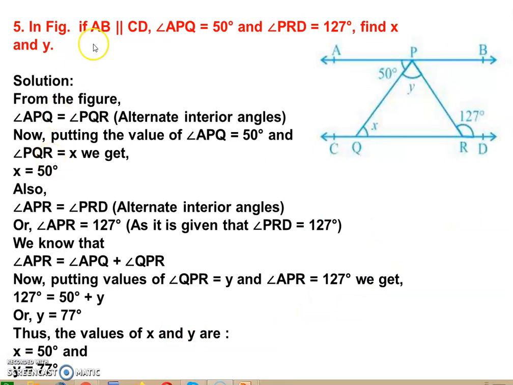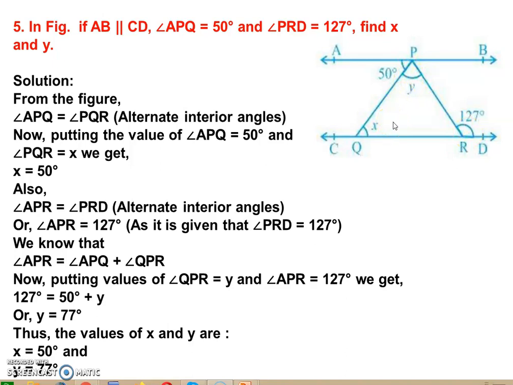Now the next question. In the figure, AB is given parallel to CD. This line AB is parallel to CD. Angle APQ is 50 degrees, this angle is 50 degrees, and angle PRD is 127 degrees, that is this angle is 127 degrees. You have to find X and Y.